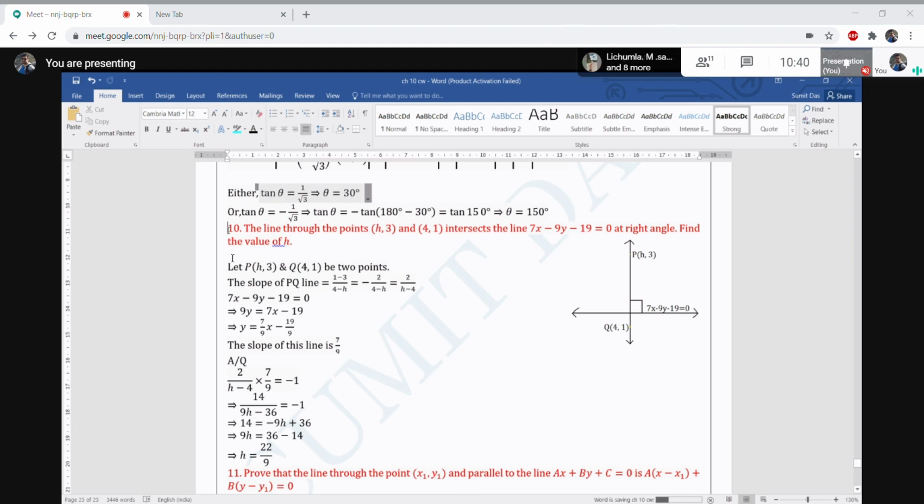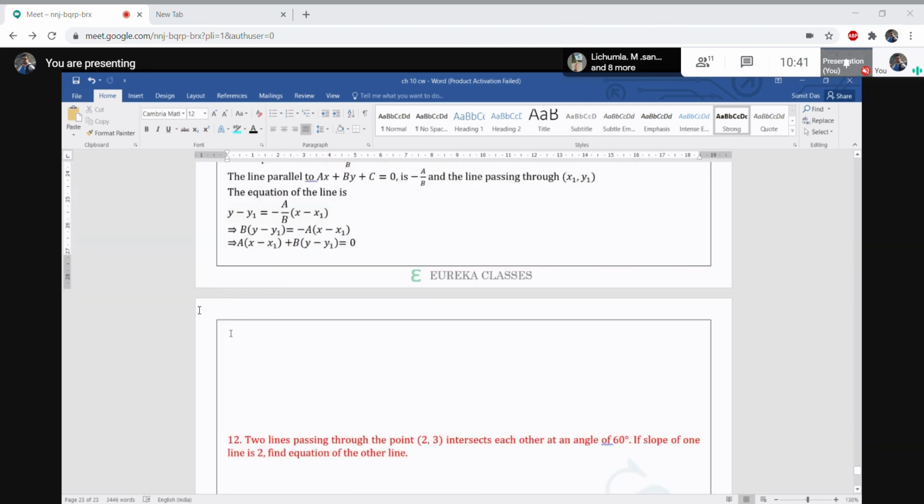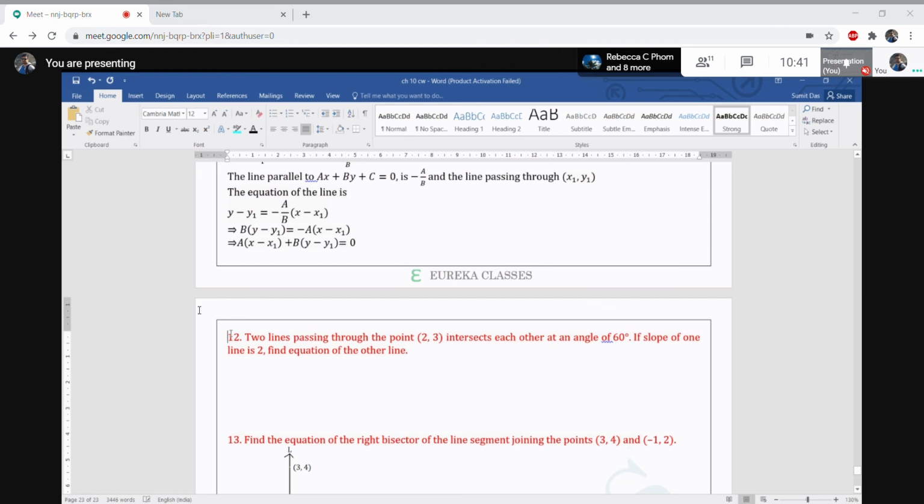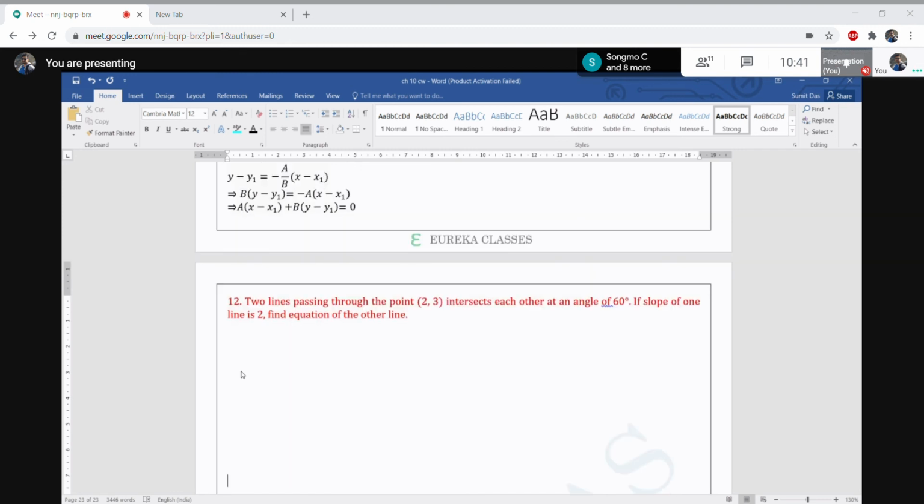That is our second last question. Last question for today is question number 12. Question number 12 is the last question. What is question number 12 saying? Two lines passing through 2 comma 3 intersect at an angle 60 degree. If the slope of one line is 2, find the equation of the other line.